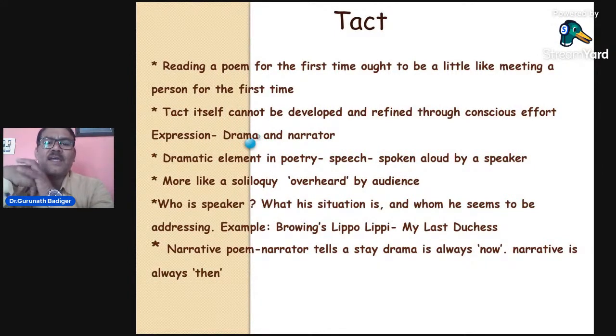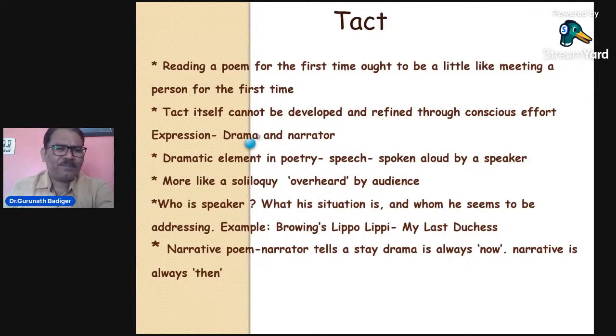Reading a poem for the first time ought to be a little like meeting a person for the first time, because we are talking about the text in poetry, and one has to acquaint himself or herself with the text. We must understand who is the speaker in the poem. We must understand what his situation is, whom he or she is addressing. So these are the things one has to understand while reading poetry.